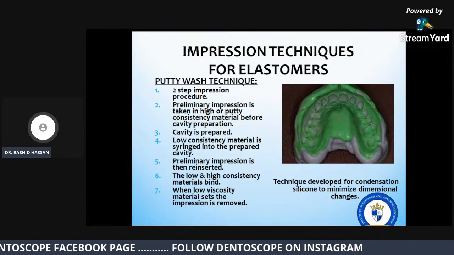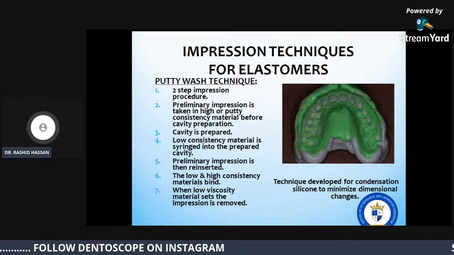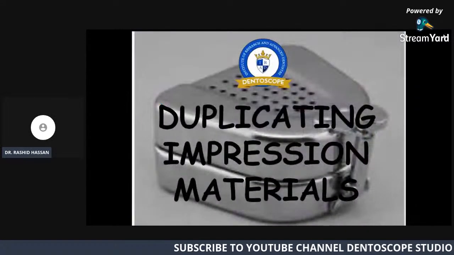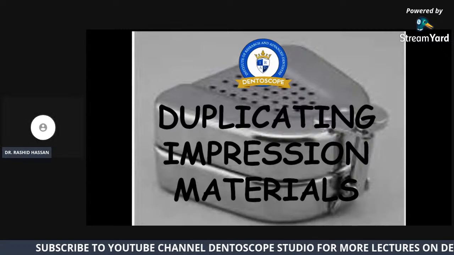This is a technique developed for condensation silicone to minimize the dimensional changes. Well, but you can use it for any of the elastomeric impression materials.